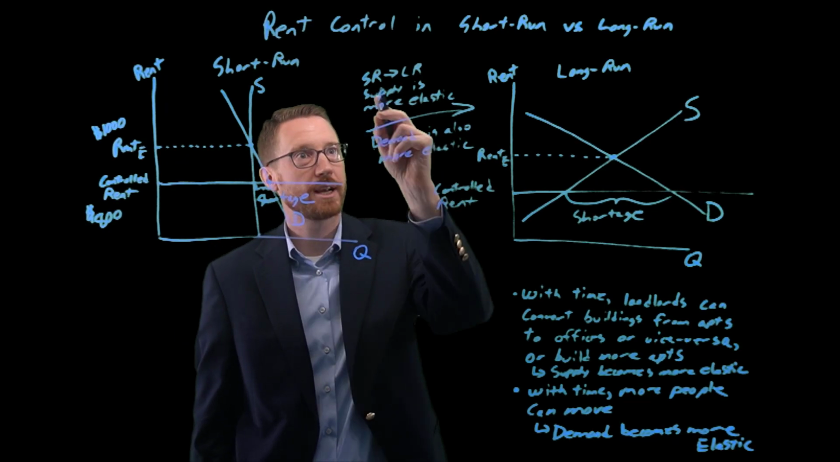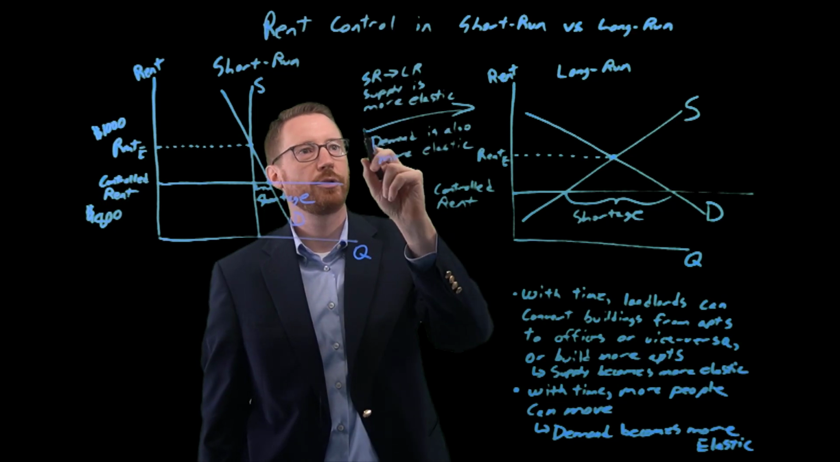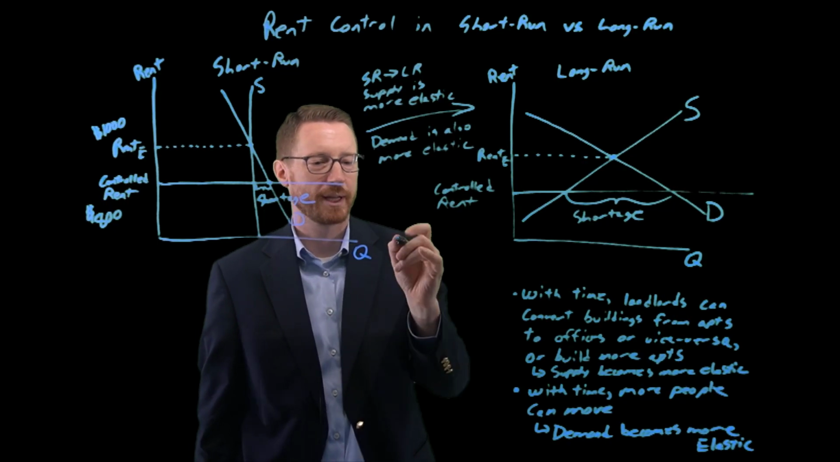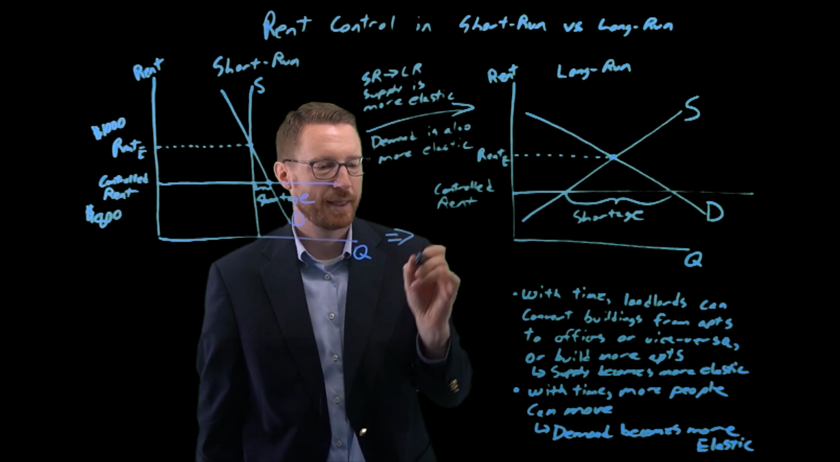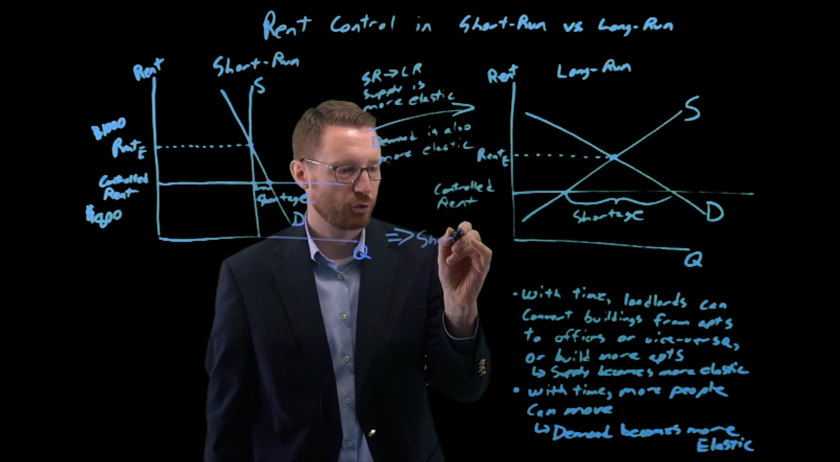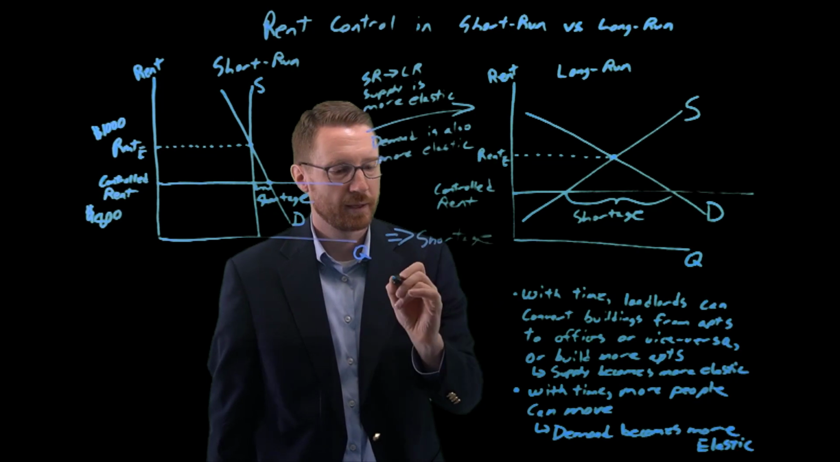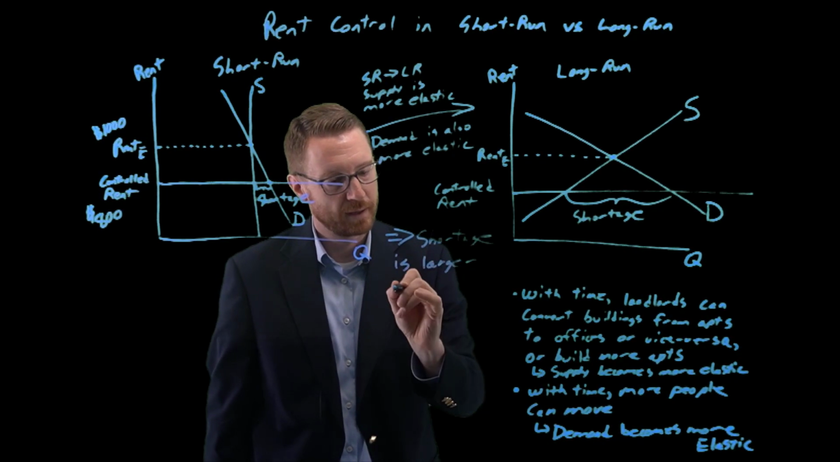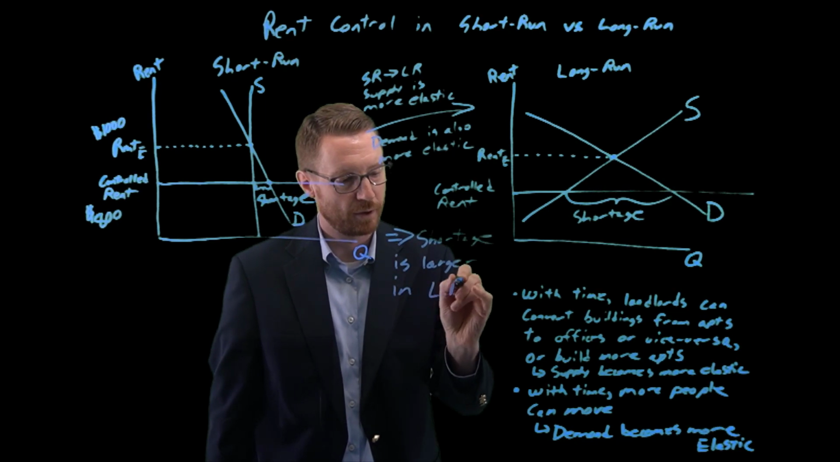All right, so what's our takeaway? From the short run to the long run, supply is more elastic, demand is also more elastic, and that means that our shortage is larger in the long run.